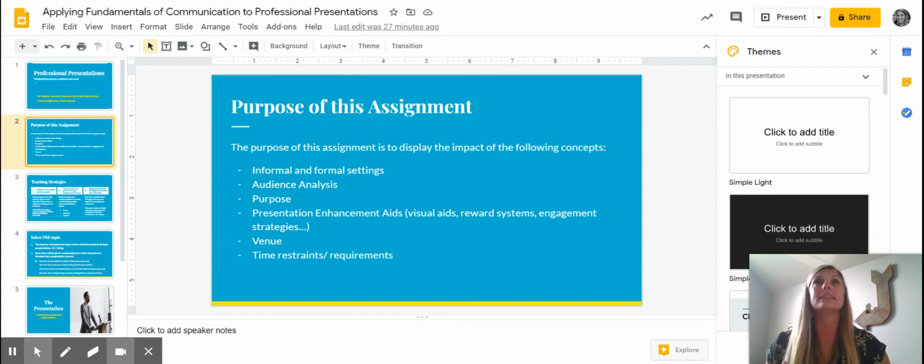The next one is venue. They will be given that venue. So are they presenting in an auditorium, at a small table, on Google Hangout? What is going to be their venue?